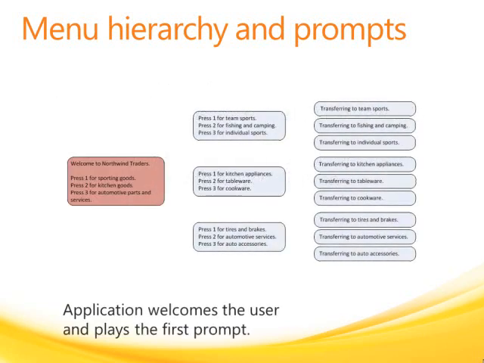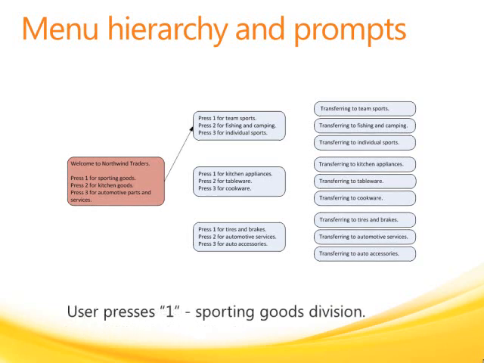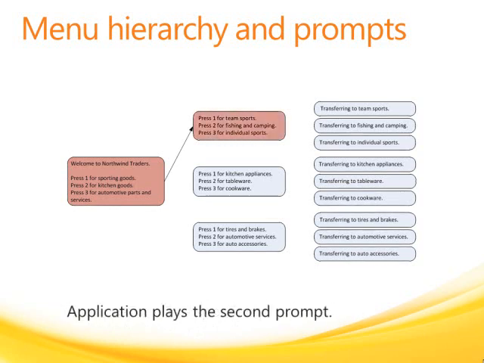Here we see the menu hierarchy and all of the prompts. This slide shows the greeting prompt and the first prompt, which asks the user to choose a division by pressing 1, 2, or 3. In this slide, we see what happens when the Lync 2010 user presses 1 for sporting goods. After the first key press, the second prompt plays, asking the user to choose one of the three departments in sporting goods.